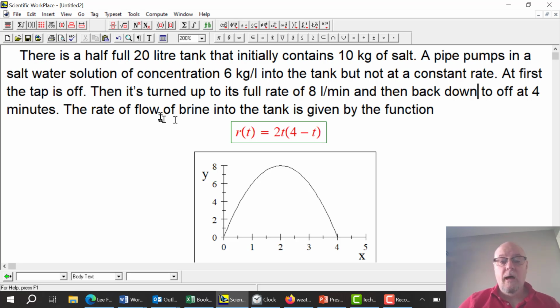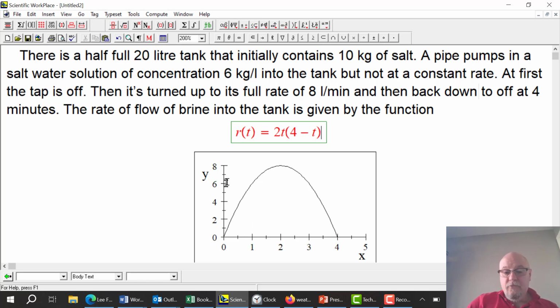So the flow rate of brine, salt water, in liters per minute into the tank is given by this upside down parabola. If I make t equal 0, it's 0. If I make t equal to 4, it's 0. Since I made it a parabola, the highest point should be the middle at 2. If I plug 2 in here, I get 2 times 2 times (4 minus 2), 2 times 2 times 2, 8. So this is the graph of the flow rate in, up to a maximum and down to 0.